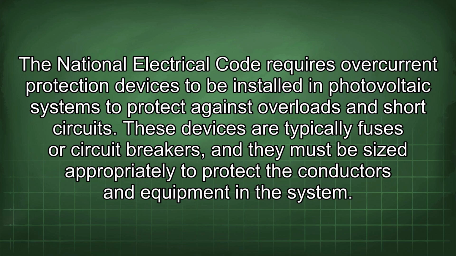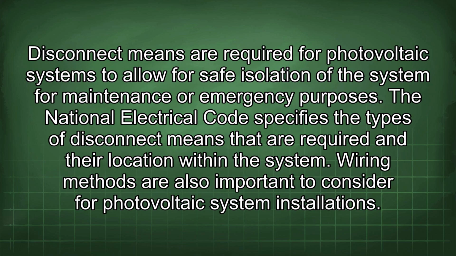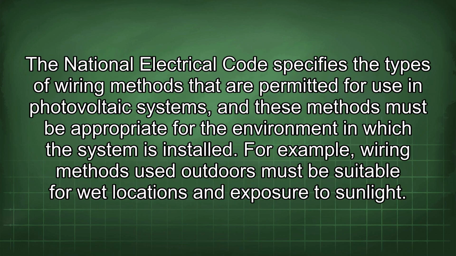equipment in the system. Disconnect means are required for photovoltaic systems to allow for safe isolation of the system for maintenance or emergency purposes. The National Electrical Code specifies the types of disconnect means that are required and their location within the system. Wiring methods are also important to consider for photovoltaic system installations. The National Electrical Code specifies the types of wiring methods that are permitted for use in photovoltaic systems, and these methods must be appropriate for the environment in which the system is installed. For example, wiring methods used outdoors must be suitable for wet locations and exposure to sunlight.